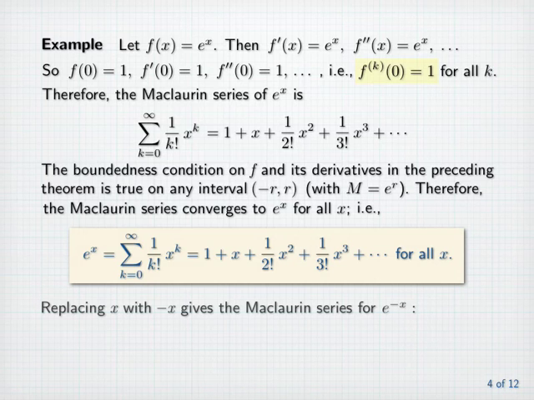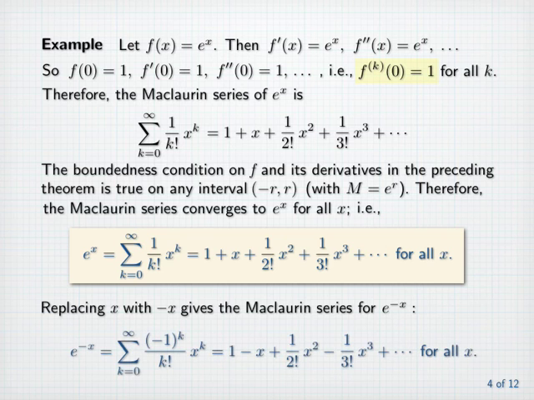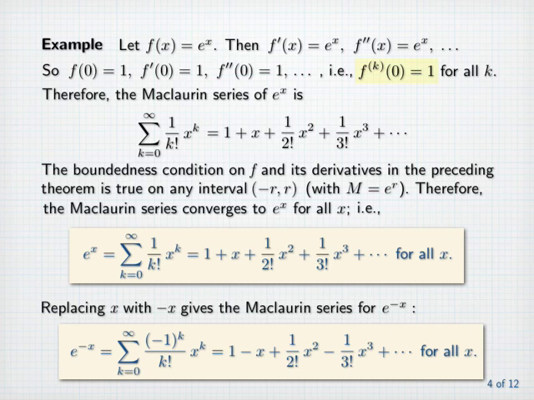Now let's note that replacing x with minus x gives the Maclaurin series for e to the minus x. E to the minus x equals the sum from k equals 0 to infinity of minus 1 to the k over k factorial times x to the k, which is an alternating version of the series for e to the x.